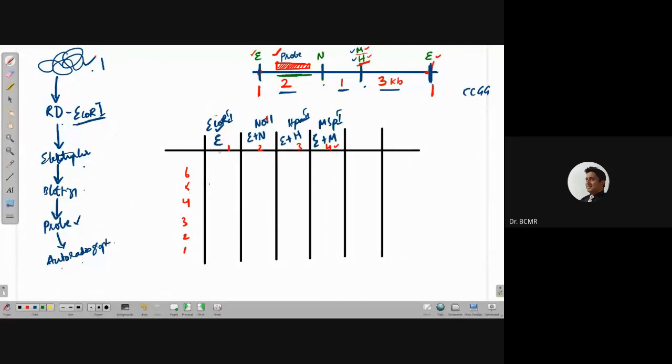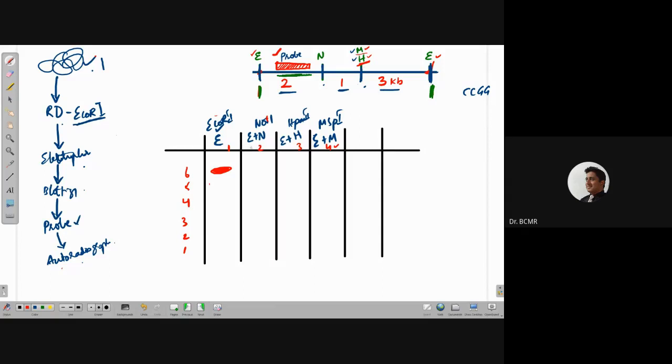Now I will try to solve this, and then you will probably understand what I meant. If I digest just with EcoRI, EcoRI would cut here and here. Then I have added the probe. The probe would bind to this fragment around this place. The total size is 6 kb, so what I would find is a band representing a 6 kb fragment.